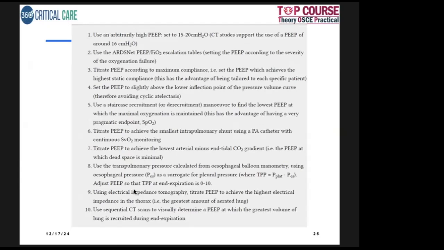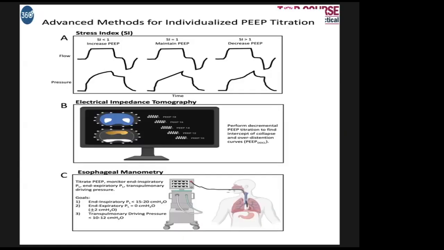You can also use transpulmonary pressure calculated from the esophageal balloon manometry, using the esophageal pressure as a surrogate marker for pleural pressure. Adjust the PEEP so that the transpulmonary pressure at end expiration is between 0 to 10. You can also use electrical impedance tomography to titrate the PEEP to achieve the highest electrical impedance in the thorax. You can also use sequential CT scans to visually determine a PEEP at which the greatest volume of lung is recruited during end expiration. So, some of the advanced methods for individualized PEEP titration.